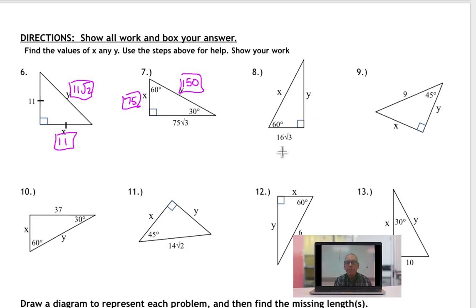Looking at number 8, this is 30. The short side is 16 root 3. So 16 root 3 times root 3 is going to be the side opposite of 60. That's going to be 16 root 9, which is 16 times 3, which is 48. And then the short side times 2 is going to be the hypotenuse. It's going to be 32 root 3.